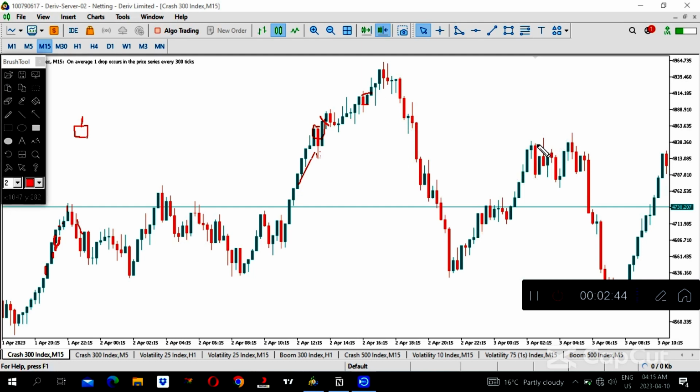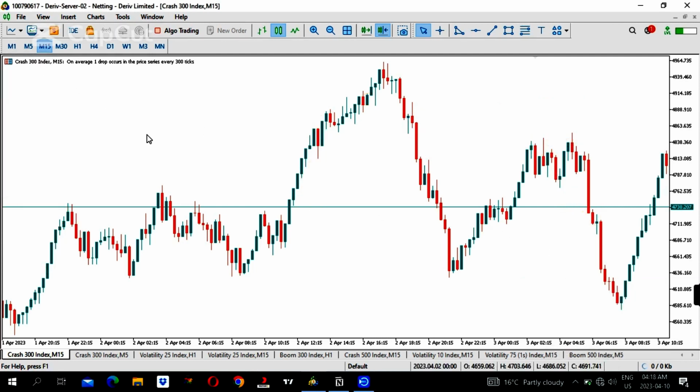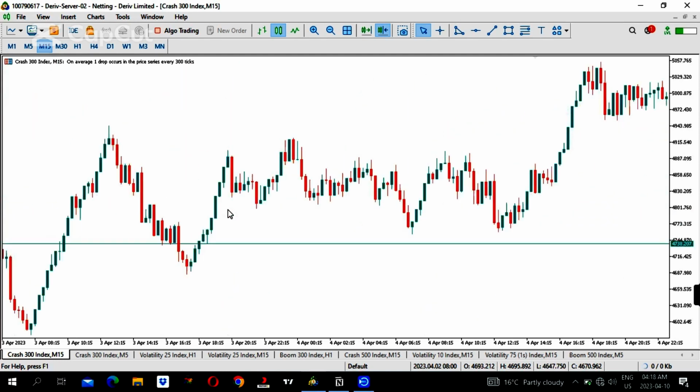Right here, I've got weak rejections at this specific level, and as you can see, we are almost closer to this one, to this supply zone over here. So you anticipate that the market will go down, after a weak rejection, after a negative reading.